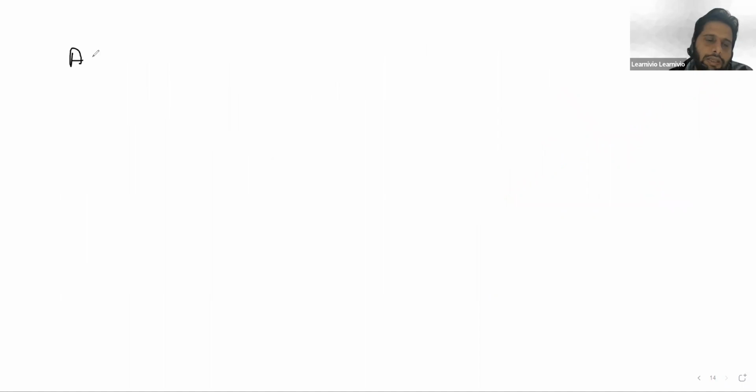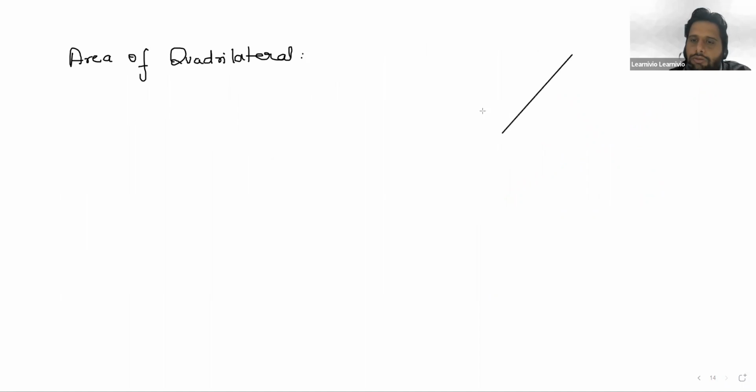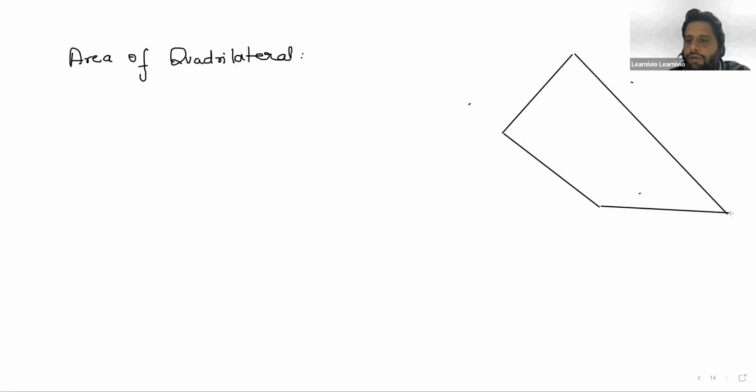Next is area of a quadrilateral. Till now we were doing the parallelogram. Now we will check the area of a quadrilateral. In this case, they will give you the diagonals. For example, if you have this quadrilateral, this is A, this is B, this is C, and this is D, and they will give you the diagonals here.